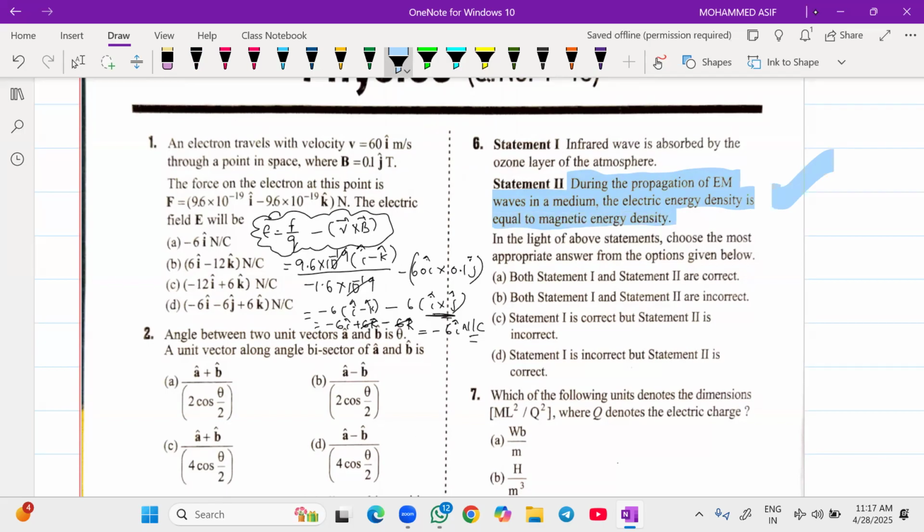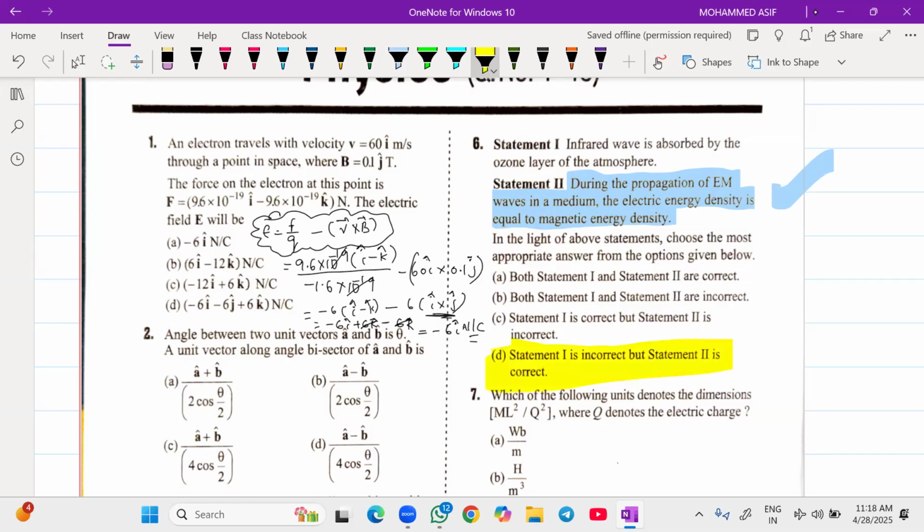Second statement is correct is coming in A as well as D. First statement, beta, infrared rays. Infrared rays are not observed by the ozone layer. They are observed by small dust particles and water vapors. Make sure of that one. So the best option for this one will be D. Statement 1 is incorrect and statement 2 is the correct one. Clear?